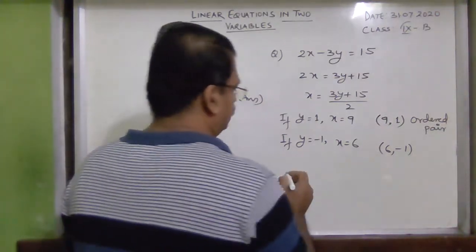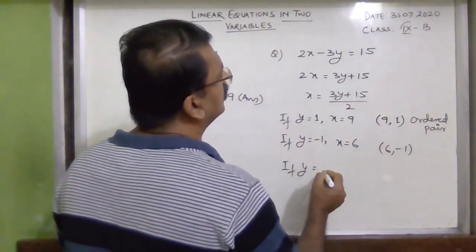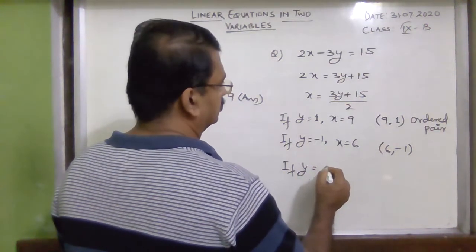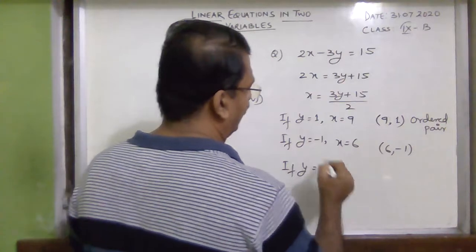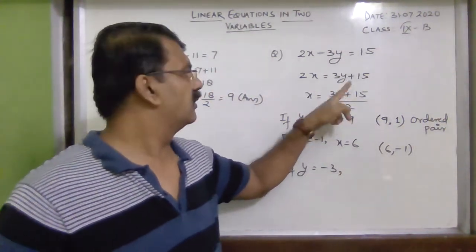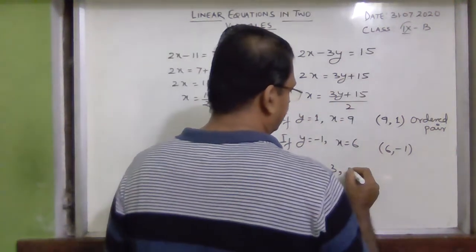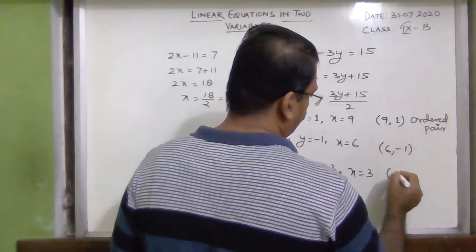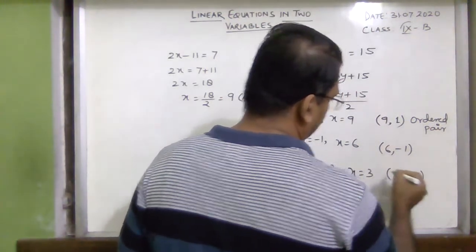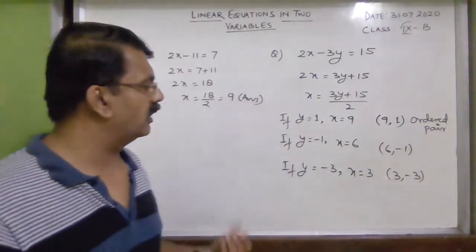One more value we can put, if y is equal to minus 3. So minus 3 into 3 will be minus 9, 15 minus 9 is 6, and 6 upon 2 is 3. So x is equal to 3. So one more answer, 3 comma minus 3. The first number has to be the value of x, and the second number has to be the value of y.